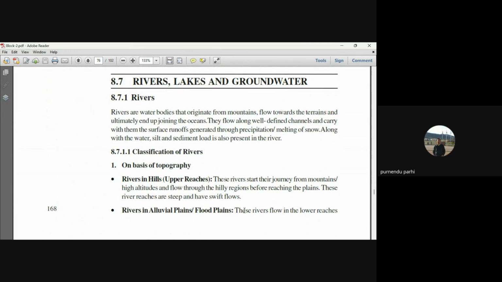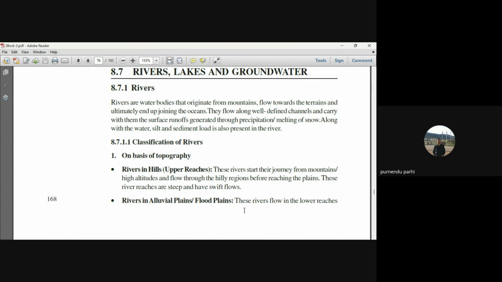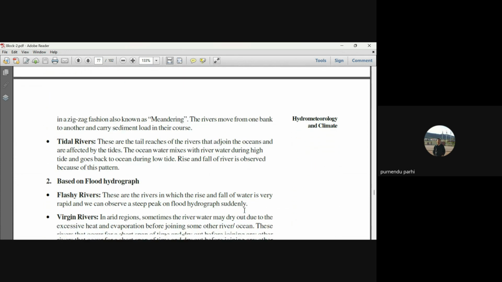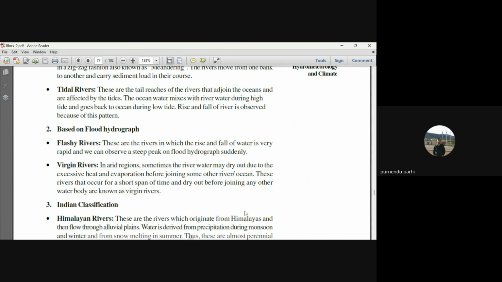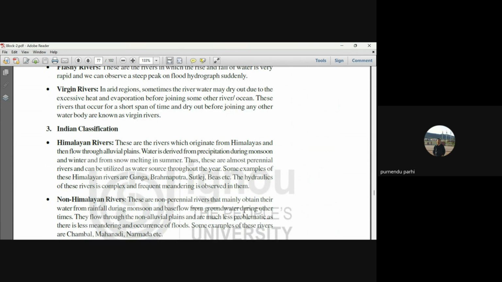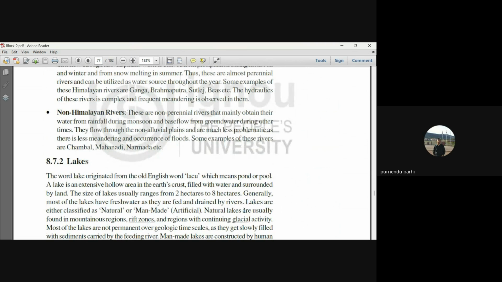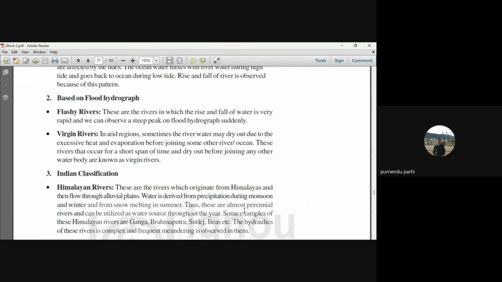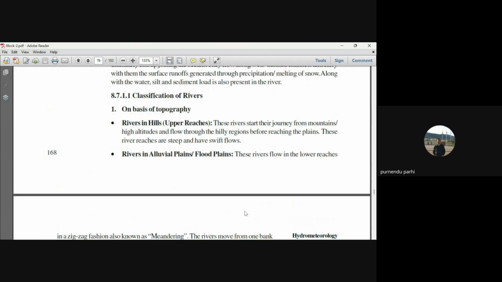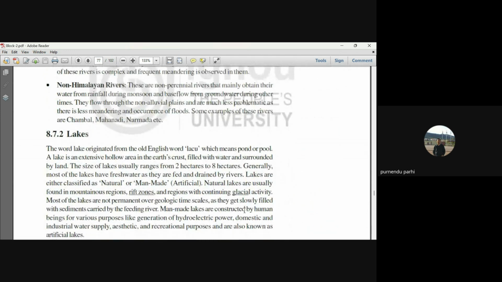Then river, lake, and groundwater. Rivers are water bodies that originate from the mountains, flow towards the terrains, and ultimately end up joining the ocean. The classification of rivers on the basis of topography is: river in hills, river in alluvial plains or flood plains, then tidal rivers. Based on the flood hydrograph, there are flashy rivers and virgin rivers. Then the Indian classification, that is Himalayan rivers and non-Himalayan rivers. So rivers are divided into different types depending on the Indian classification, the flood hydrograph, and the topography.